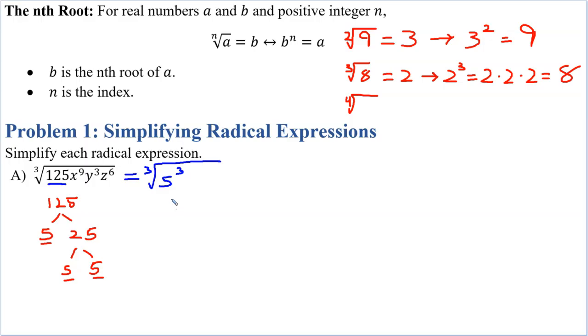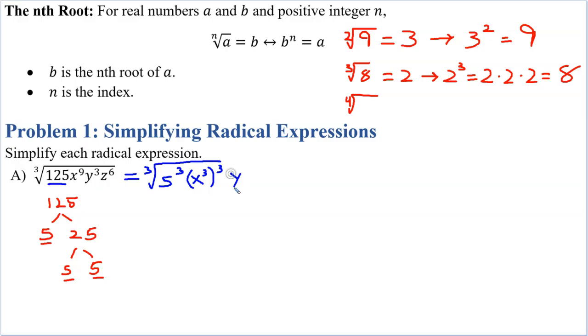And the reason I did to the third power is I know the third root and third power are going to cancel out. And then I want to do the same thing with my variables. x to the 9th, I can rewrite that as x to the third, to the third power. The way my exponents work is when I raise exponents to exponents, I multiply them. 3 by 3 is 9. And again, I'm looking for factors of 3 just so that third root can cancel it out.